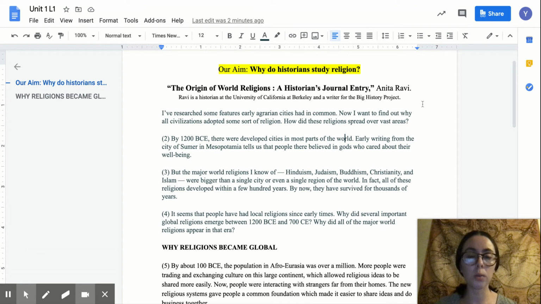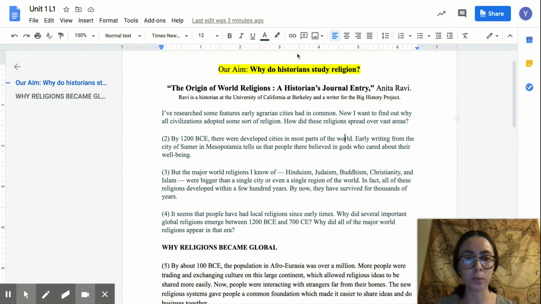So the article that we're going to be reading is titled The Origin of World Religions, a Historian's Journal Entry by Anita Rabi. Right at the bottom, the sentence gives us a little information about the author, which is always great because it helps us understand the article a little bit better. In this case, Rabi is a historian at the University of California, Berkeley, and a writer for the Big History Project.